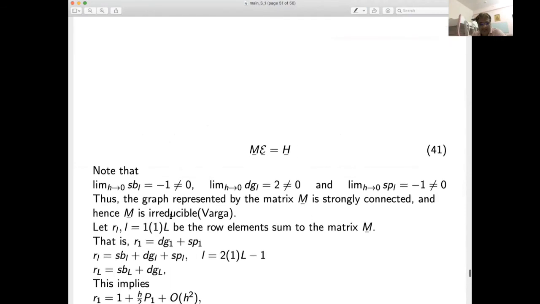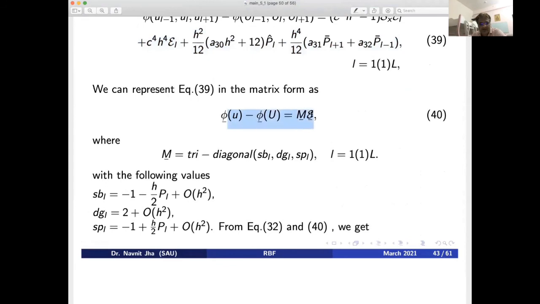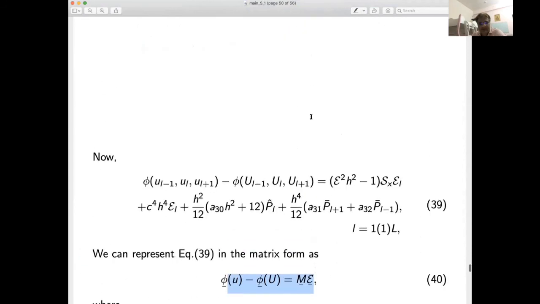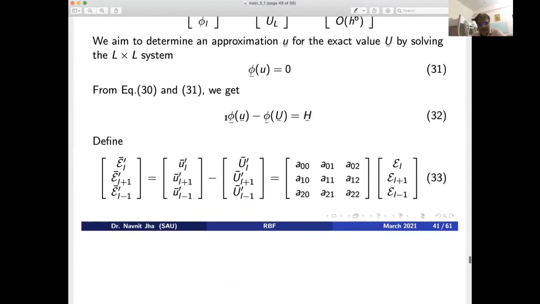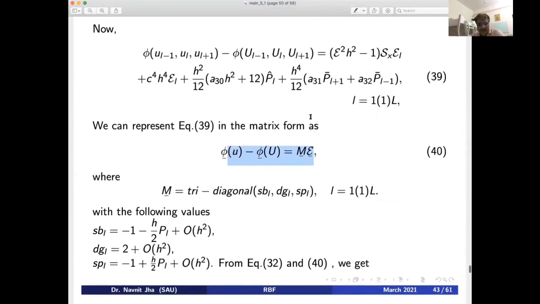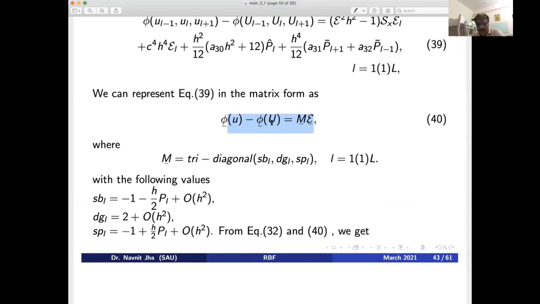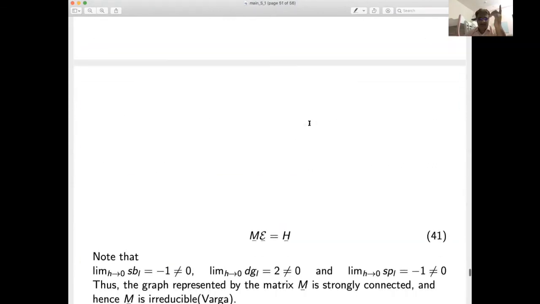Now from this equation, equation 40, and this equation, here phi lowercase u minus phi uppercase u is h. Here phi lowercase u minus phi uppercase u is m epsilon. So m epsilon is equal to h.